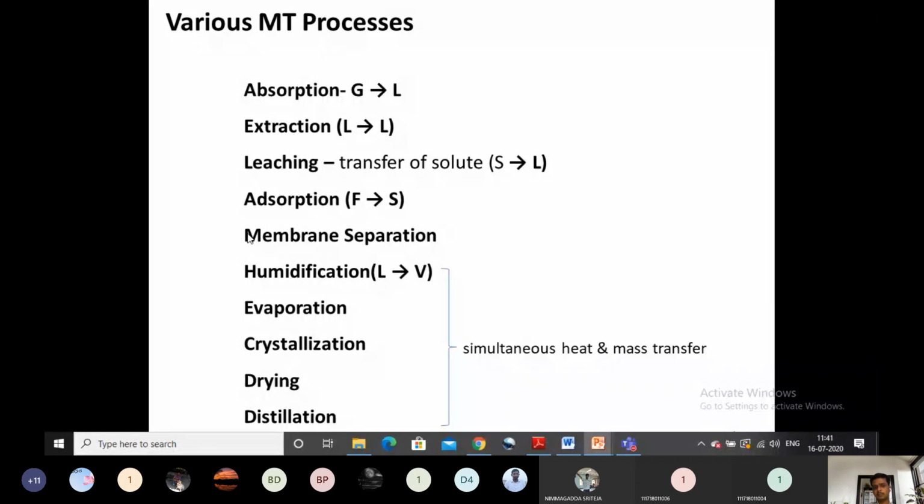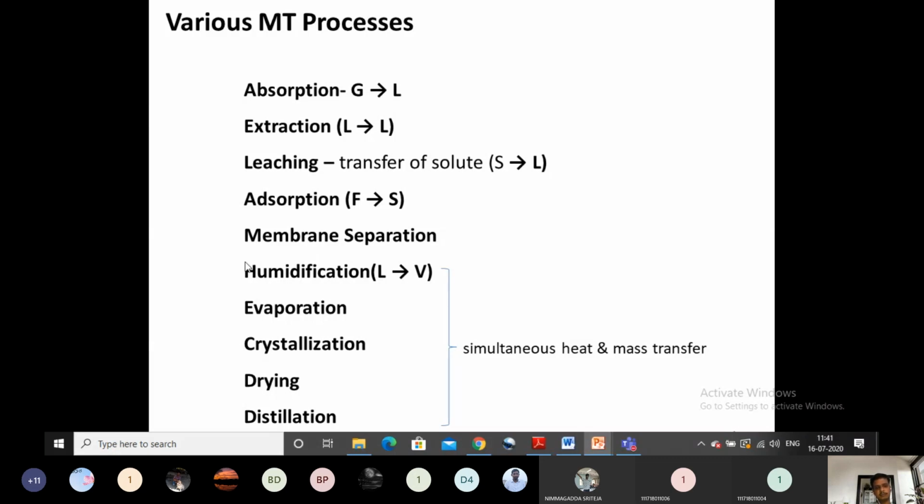The simple example is the filtration of water, which is a membrane separation process. Then we can see it in tea preparation. You use a filter, some screen or some filter. It is a process of membrane separation only.